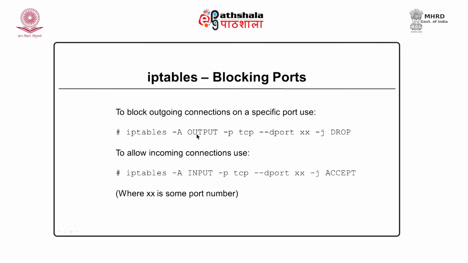For outgoing connections, we specify the term output. So, if I want to block port number, say 50, for all outgoing connections, I will give output and I will specify the port number 50. This X will be replaced by the number 50. And if I want to allow incoming connections, for instance, I have a web server which is running on port 80 and I want to allow all incoming connections on port 80, this will be the command. It will be input to allow incoming connections and this X will be replaced by the number 80.